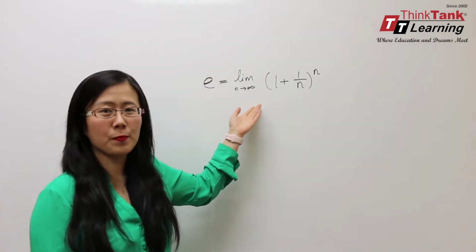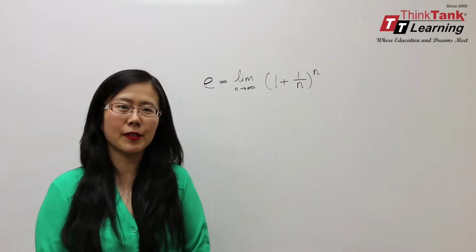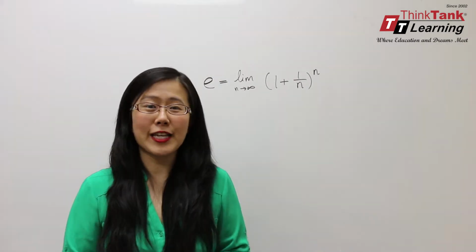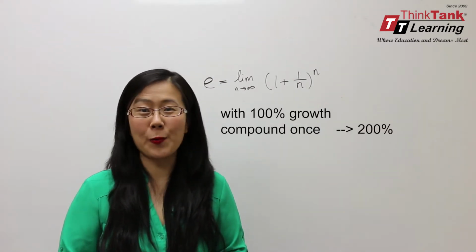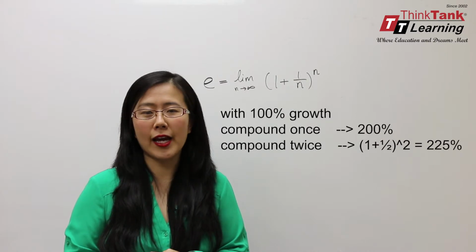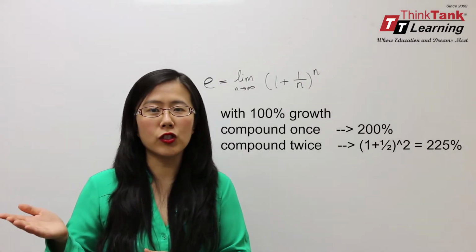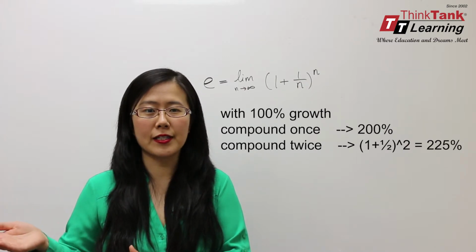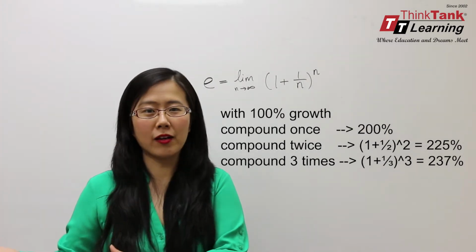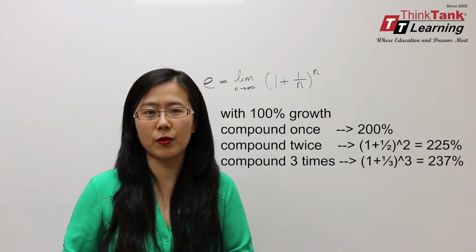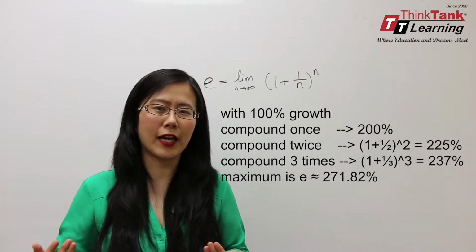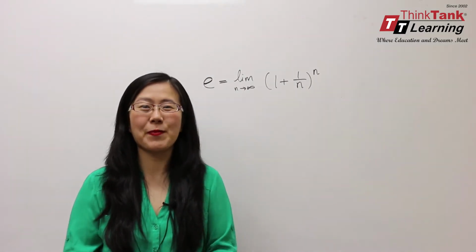What does this expression mean? The meaning of e is the maximum of the continuous compounding for 100% growth in one time period. For example, with 100% growth without compounding, you will get 200% at the end of the time period. If you compound it twice, you will get (1 plus 1/2) to the power of 2, so you will get 225%. If you compound it 3 times, you will get 237%. So the more you compound, the more money you will get at the end of the time period. However, there is a maximum, which is e. It's approximately 271.82%.